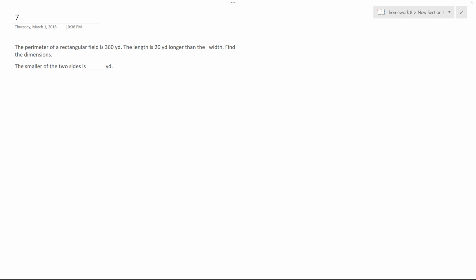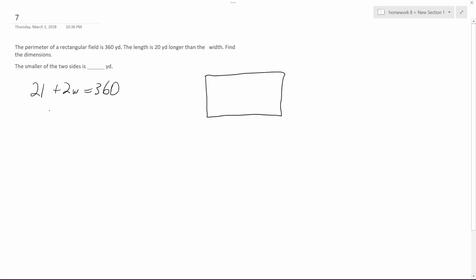So we have a perimeter of a rectangular field. It says that the total perimeter is 360 yards. So 2L plus 2W equals 360. But then we have the fact that the length is 20 yards longer than the width. So W plus 20. To get the width equal to the length, you have to add 20 to the width. That's why I did that.